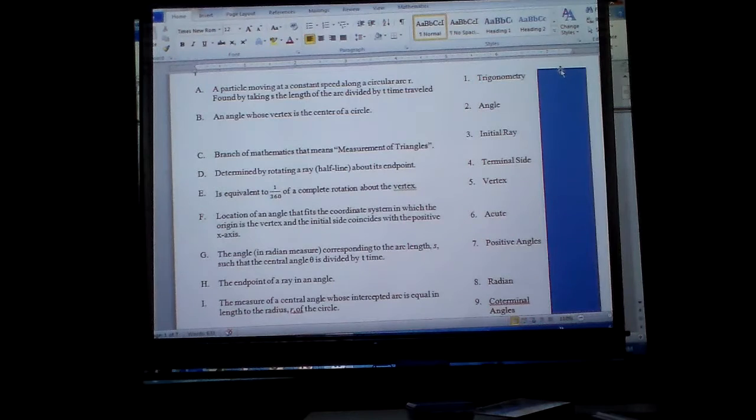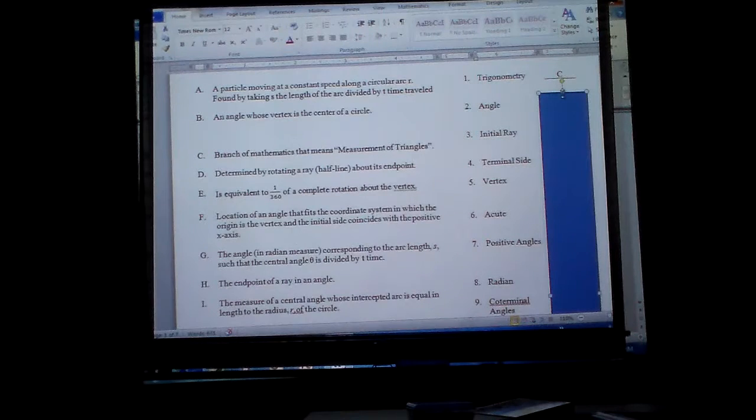But let's kind of go over here. I think it might be easier to do it this way. Trigonometry. What is trig? Well, basically, it's the measurement of triangles. So the correct answer to this one would be letter what? C. Yay! All right.